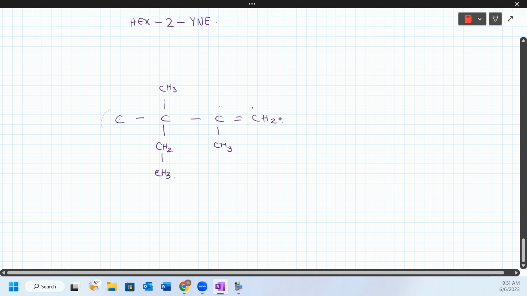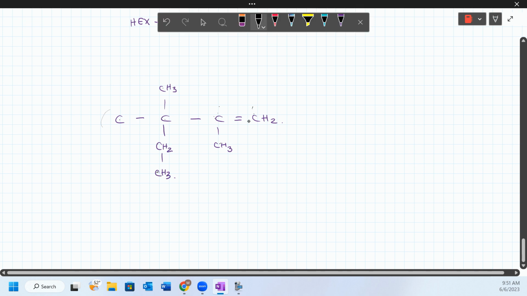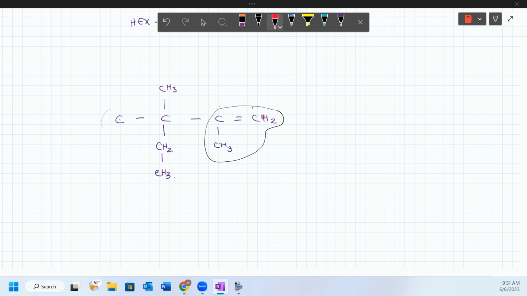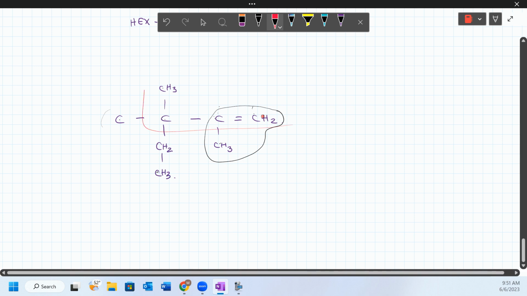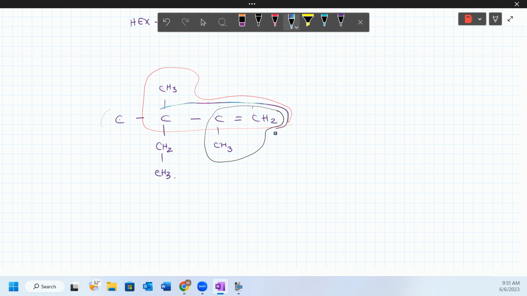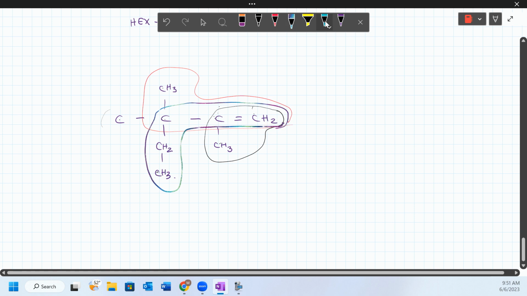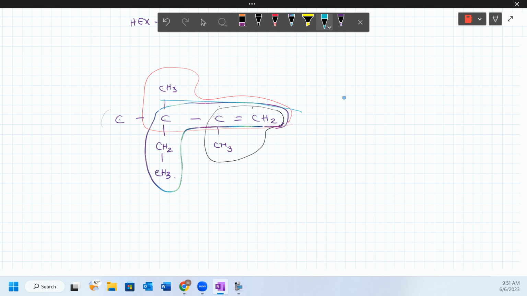If you want, I can circle them so that you can see what I did. So the first one, I did this one. And then as the second count, I did this one here. And then as the third one, I did this one here. And then as the last one, I did this one.